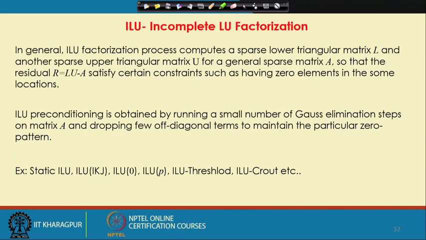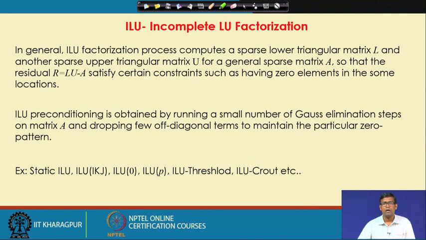And there are several methods like static ILU, which is basically running Gauss Seidel for a few steps, ILU IKJ, which is reordering the LU decomposition method, ILU 0, where there will be no extra fill added in the final LU matrix. A and LU will have almost similar sparsity. ILU P, ILU threshold, ILU crout, different methods are there.